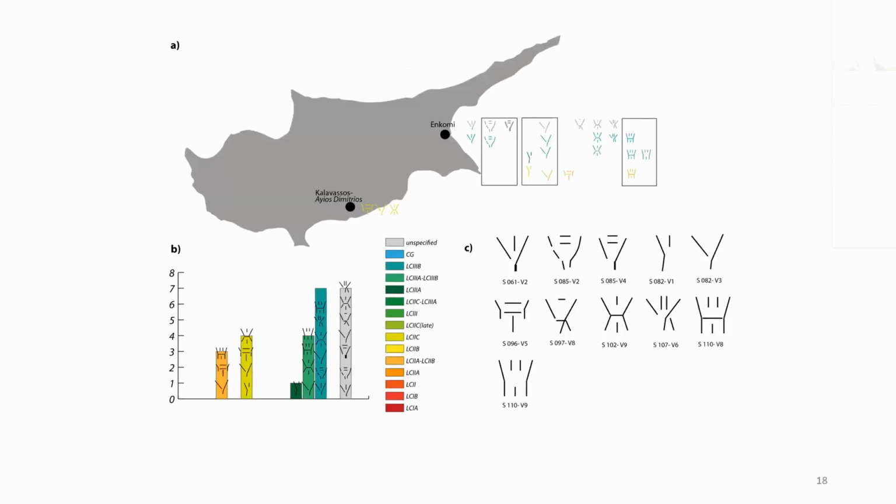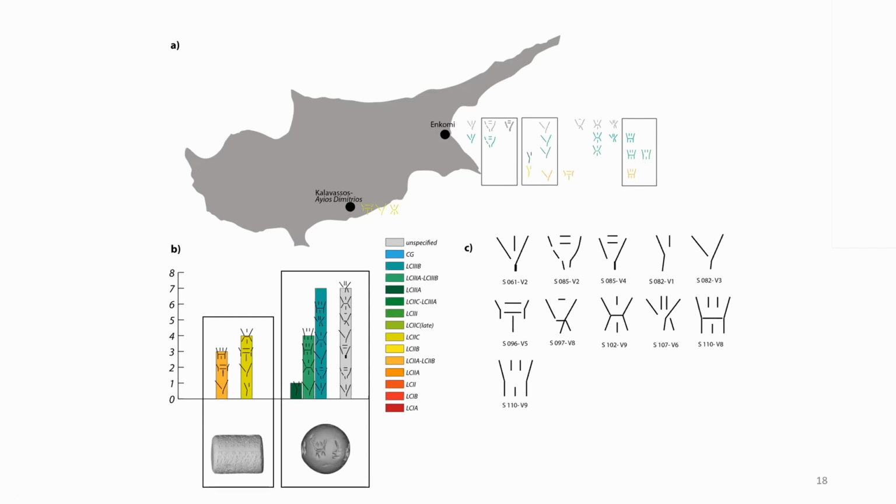And if we look at the distribution of these, we can again see a very close association with Enkomi, but we also have examples from Kalavasos-Ayios Dimitrios. And from a chronological point of view, we have a peak in LC2, and then again towards the end of the Late Cypriot Bronze Age and the beginning of the Iron Age. And then if we look at the kinds of objects, we can see that these correlate with the clay cylinders in Kalavasos and in Enkomi. And the other ones are again our clay balls.